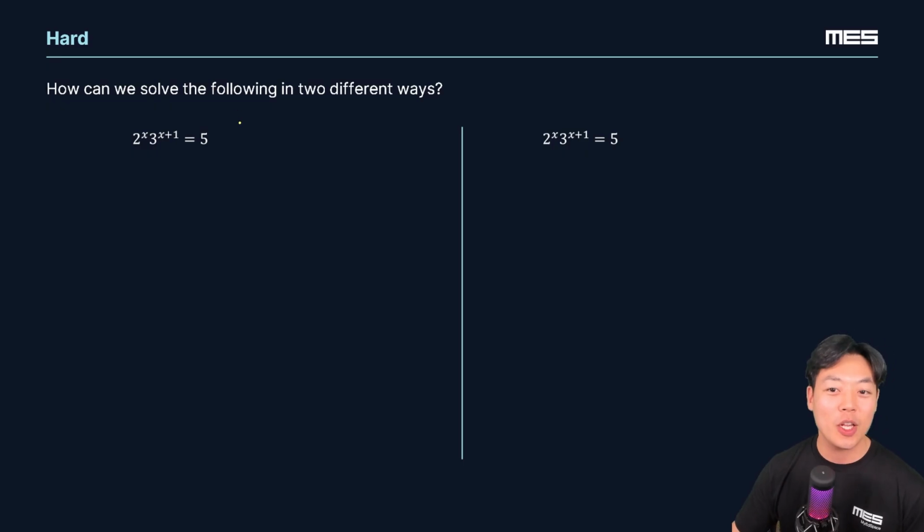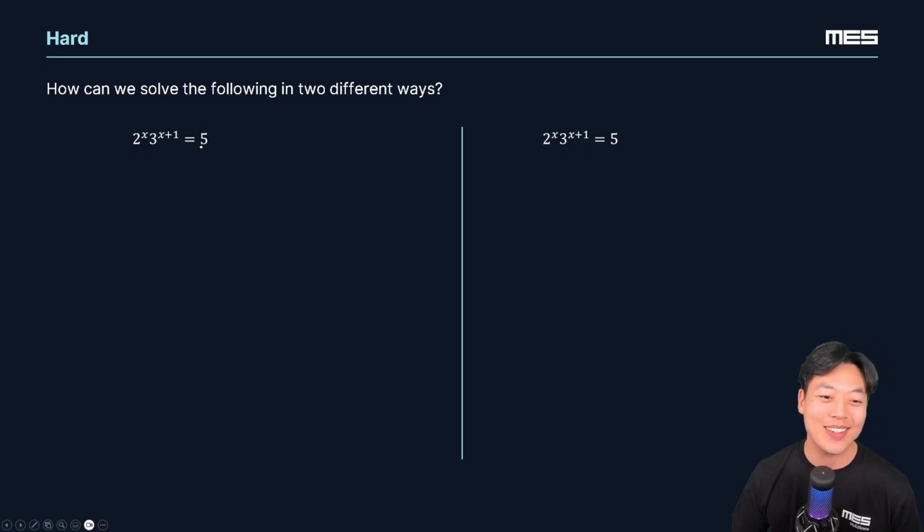How can we solve the following in 2 different ways? Now, this one can get a little intimidating, because we see 2 exponential terms being multiplied with 2 separate bases. And that's when we start to freak out a little bit. We're like, oh, how do we solve this? The bases aren't the same, and there's no way we can make them the same. This is when logarithms come in really, really handy.